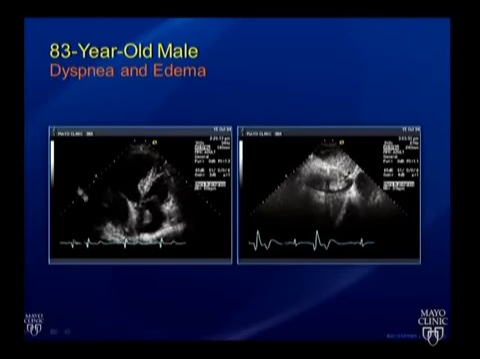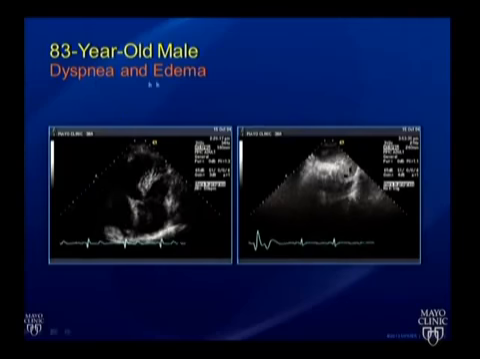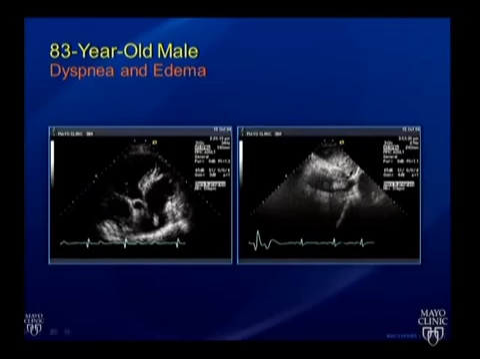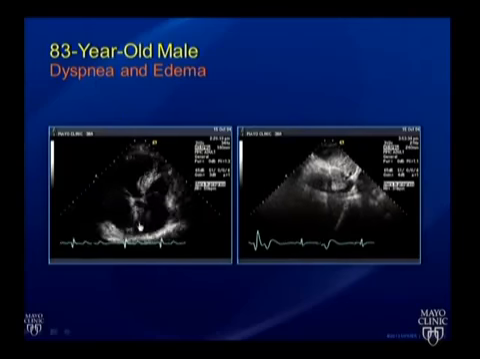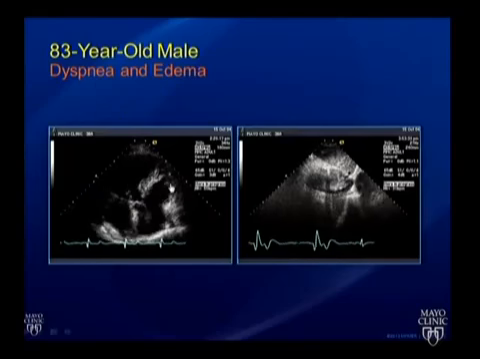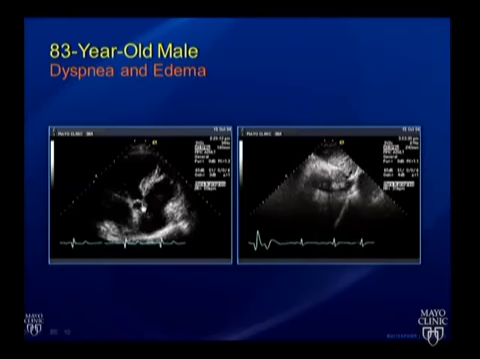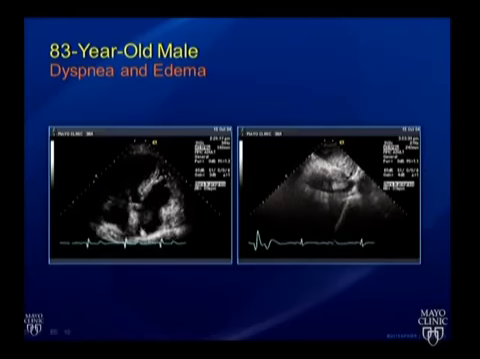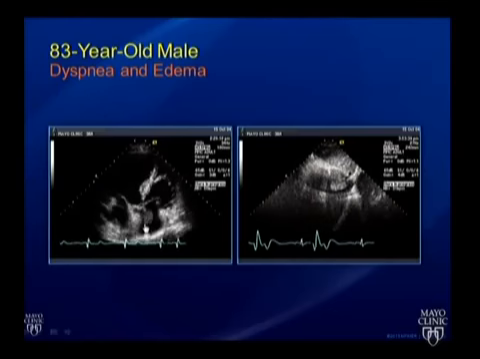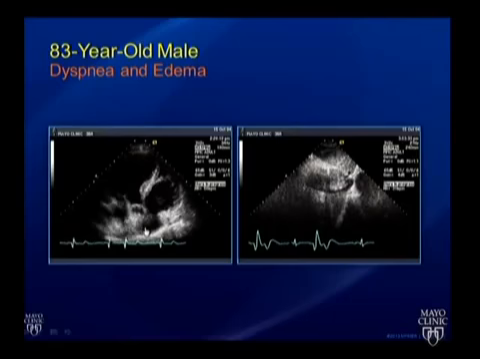Now, here's a situation, an 82-year-old gentleman that was referred for dyspnea and edema to the echo lab, and what we saw was a large mass in the right atrium. So this is Mayo format with the right ventricle, right atrium, left ventricle. You can see a little bit of the outflow tract, and right here just above the tricuspid valve in the right atrium near the septum is a mass.